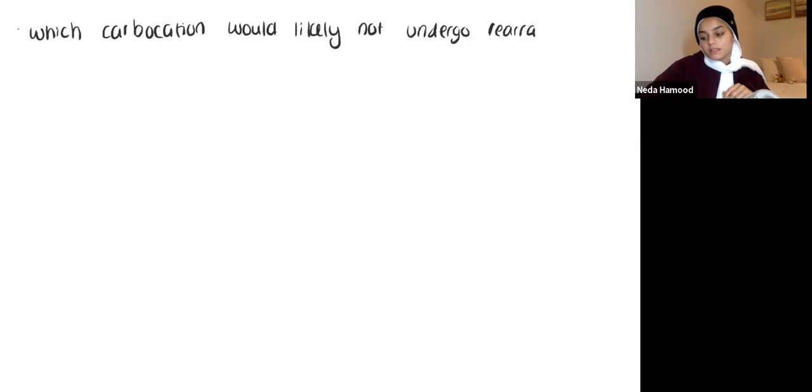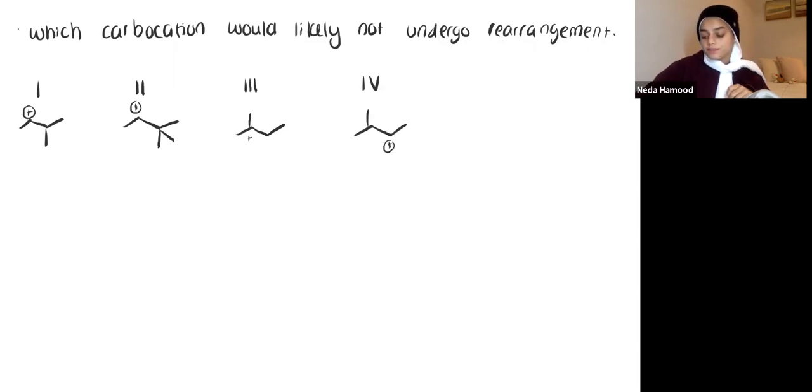Which carbocation would likely not undergo rearrangement? So we have option number 1, which is this. Option number 2, which is this. Option number 3, which is this. And option number 4, which is this.